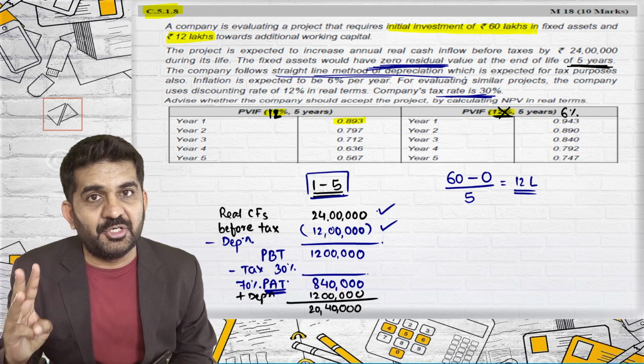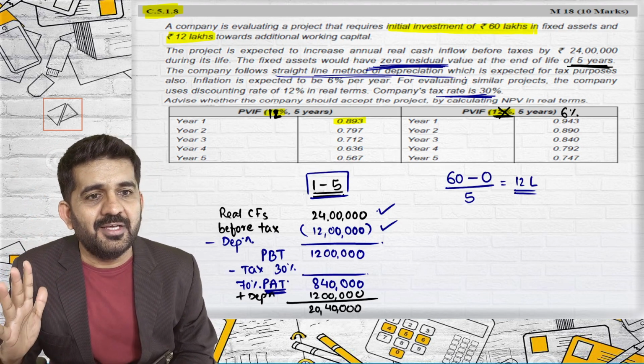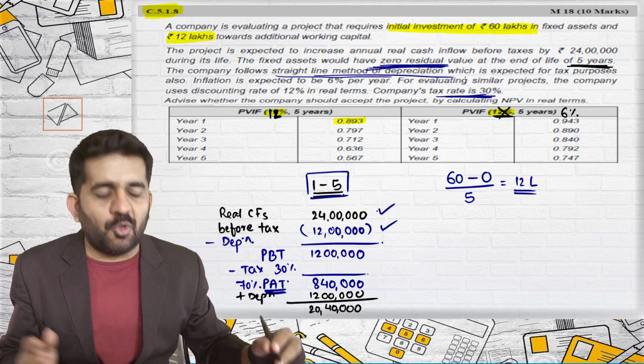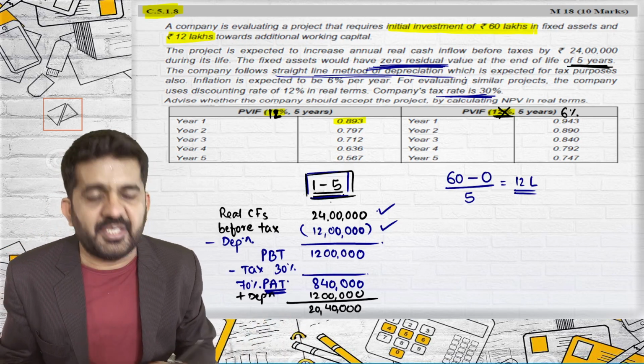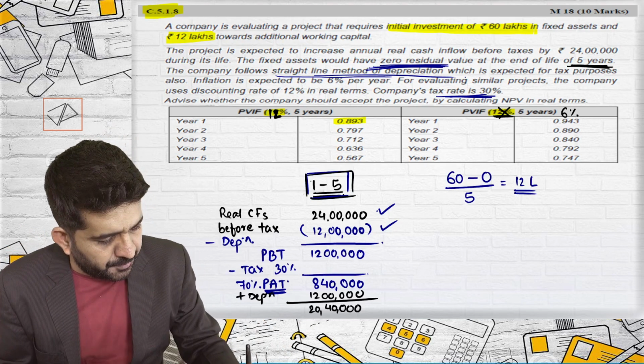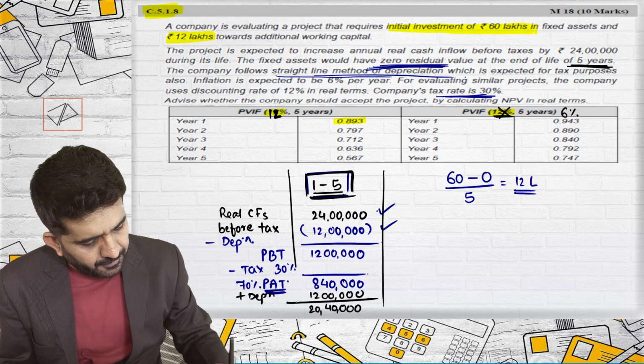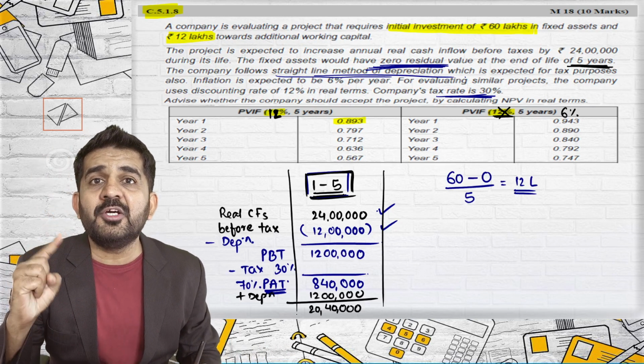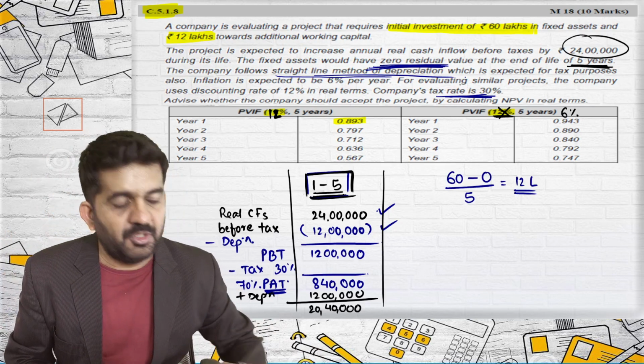Second year, yes. Third year, yes. Fourth year, yes. Fifth year, yes. So instead of drawing 5 columns, I have written that in all the years my cash flow is going to remain same. Sir, how you got the hint that we should prepare only 1 column? Number 1, all the cash flow in all the years were same, 24 lakhs.